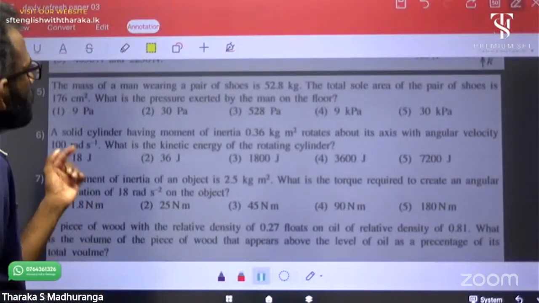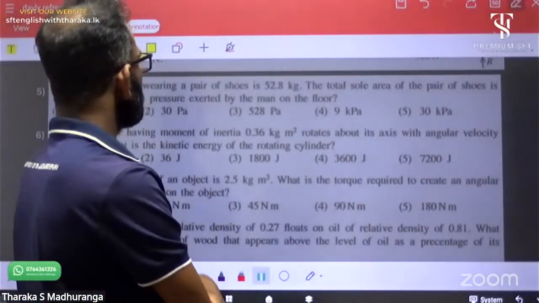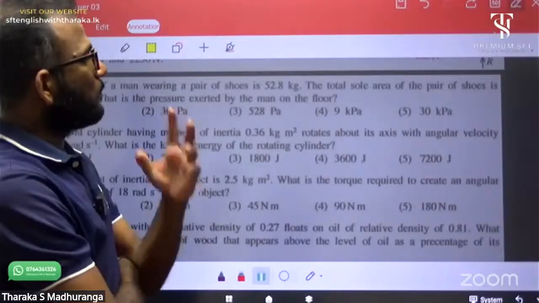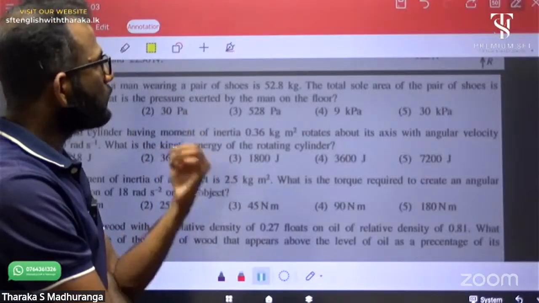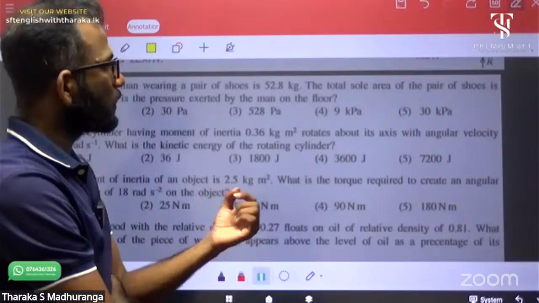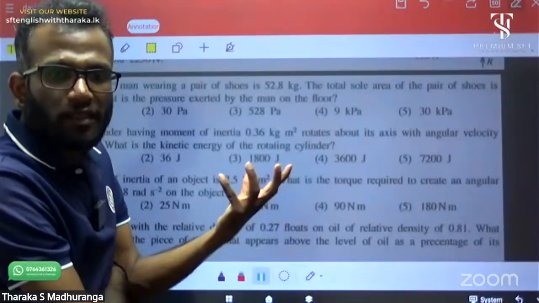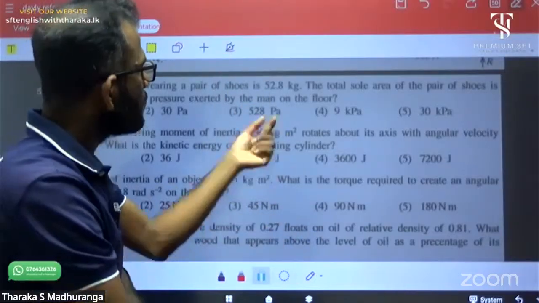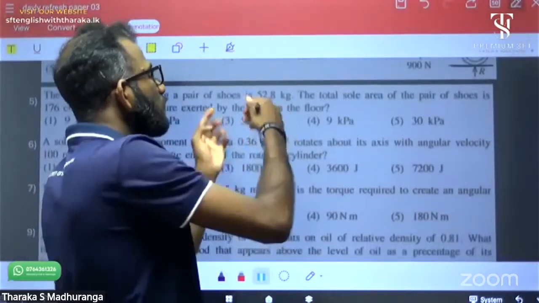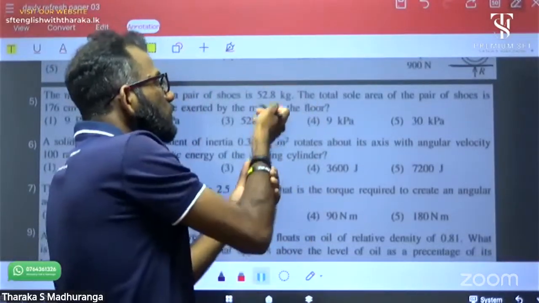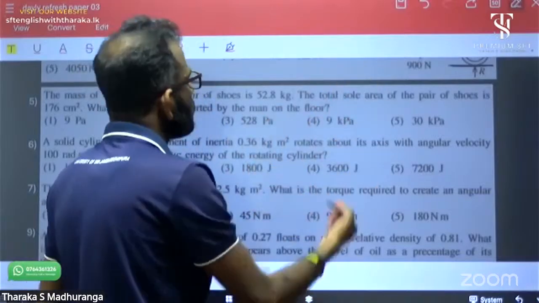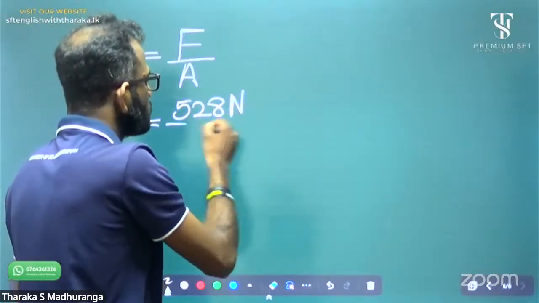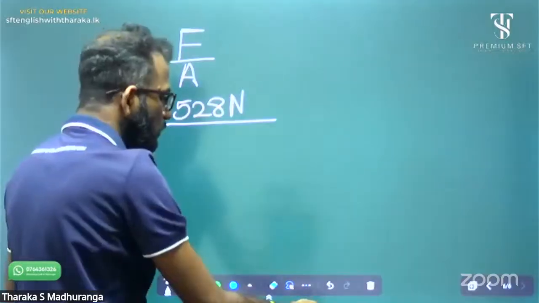The mass of the man wearing a pair of shoes is 52.8 kilogram. But how about the weight? Weight equals mg. I think you can remember that. Then mass 52.8 multiplied by 10 is 528 Newton. 528 Newton is the weight. That's the force acting on the floor.